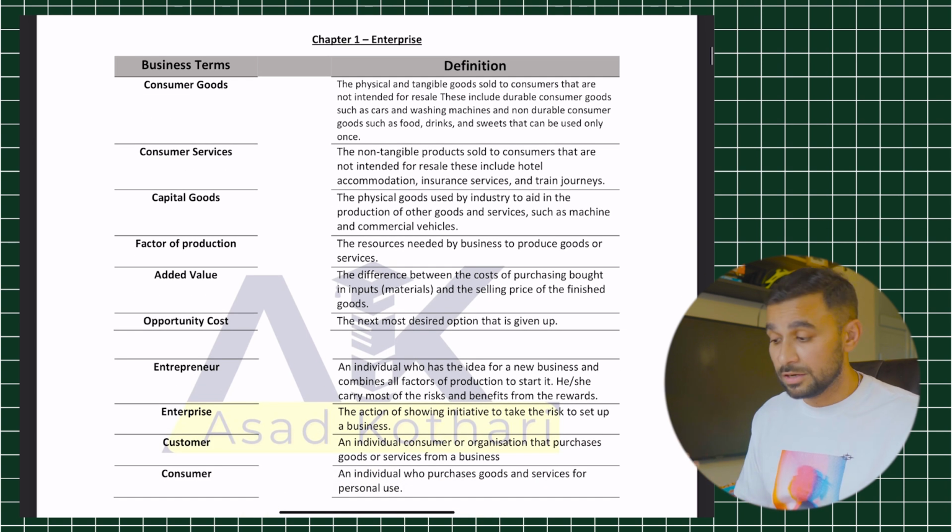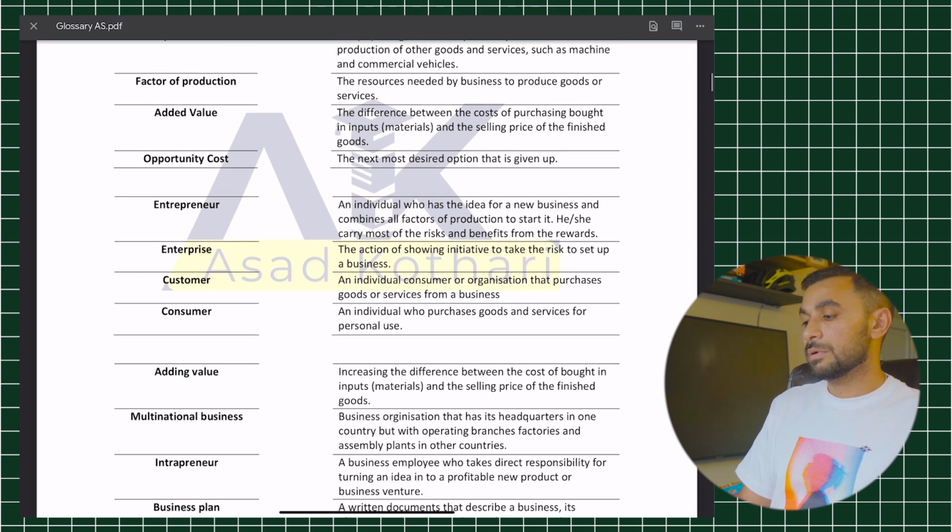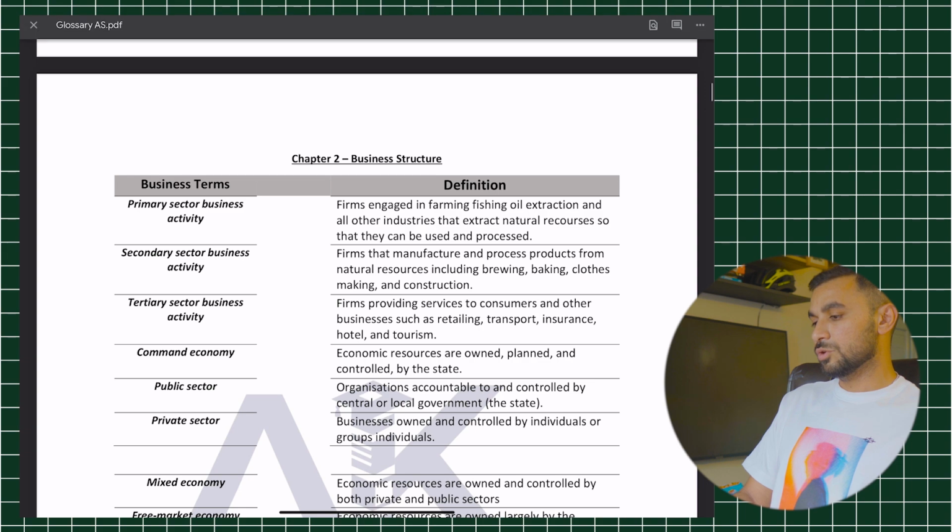And yes, there are a lot of definitions that you need to learn. That's a true fact of our syllabus. But yeah, this is the glossary that you can use, and use it very wisely.